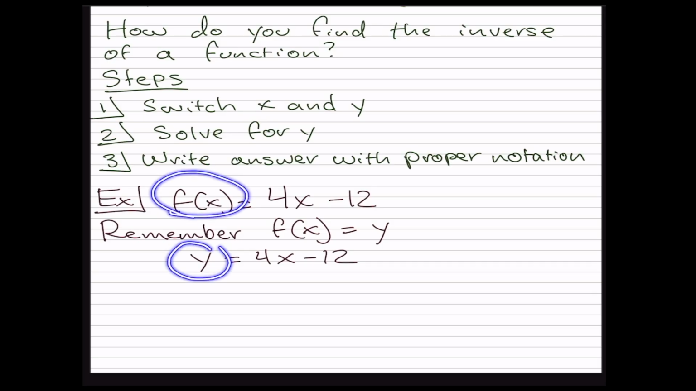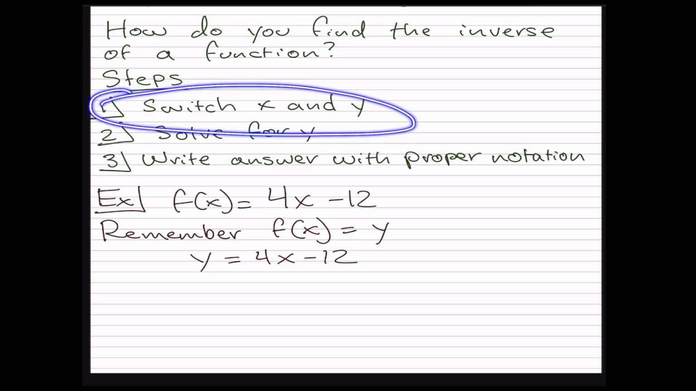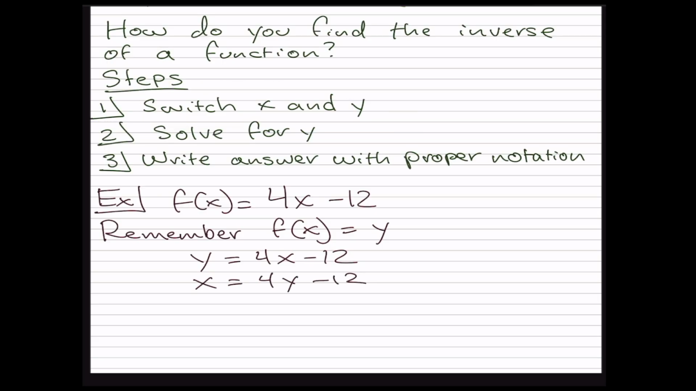Now your first step is to switch x and y. So we're going to swap the variables, and now we're going to have x is equal to 4y minus 12. We're going to solve for y, so we're going to add 12 to each side.